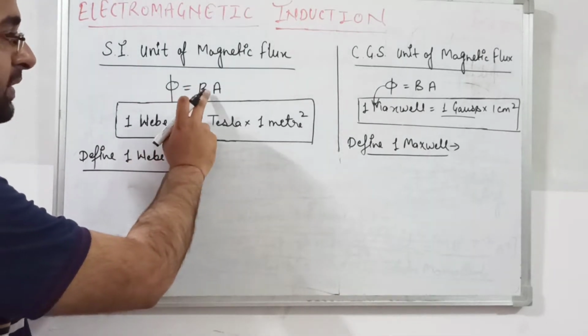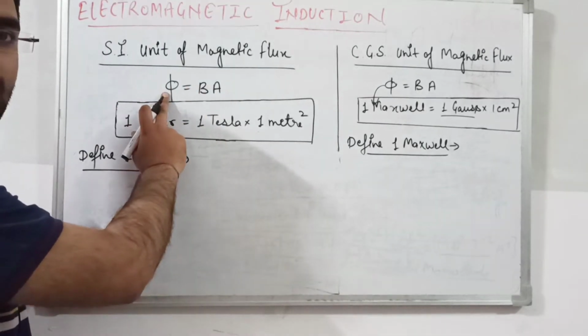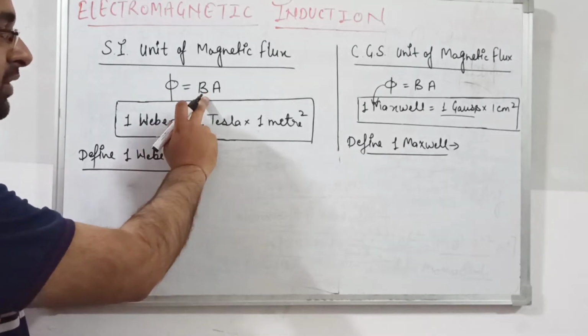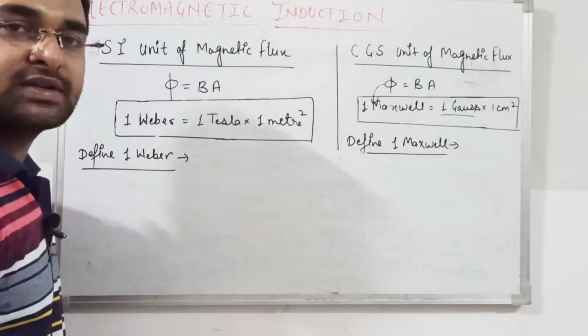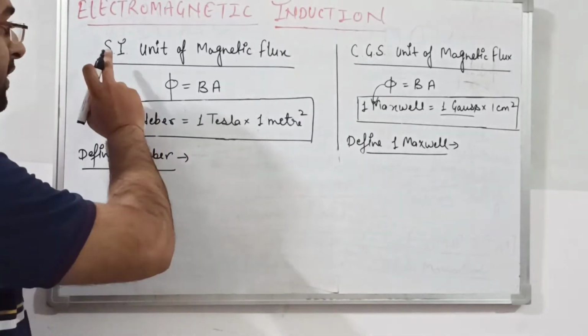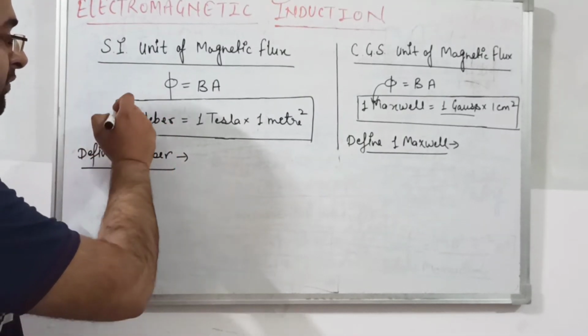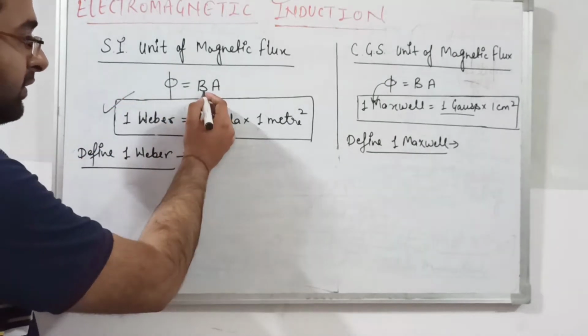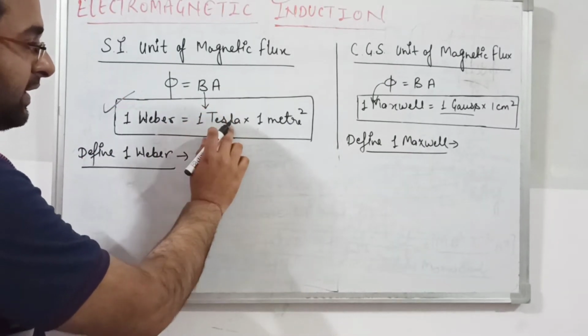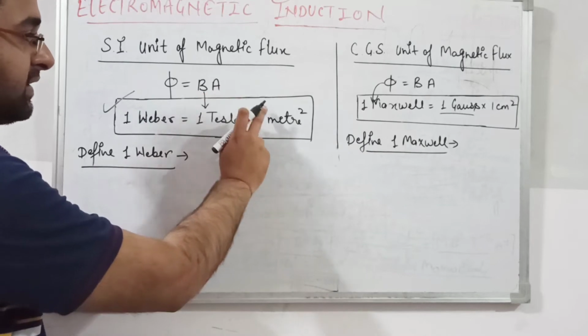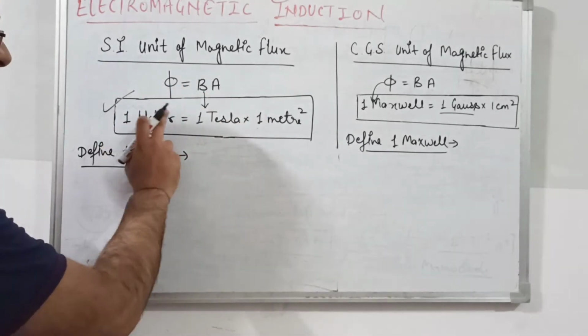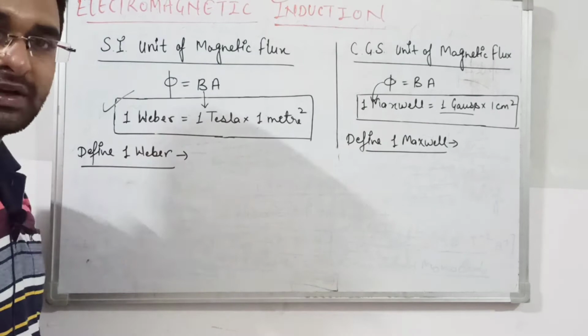Phi is equal to BA. Phi stands for magnetic flux, B stands for magnetic field and A stands for area. For SI system, the unit of magnetic flux will be Weber, the magnetic field unit will be Tesla and the unit of area is meter square. So 1 Weber is equal to 1 Tesla into 1 meter square.